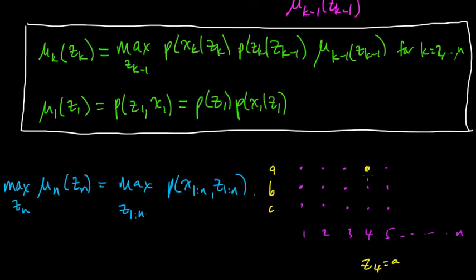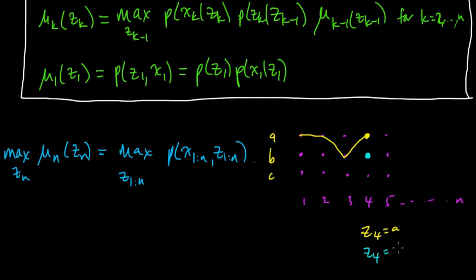Okay, so maybe the maximizing path that ends at z4 equals A is, I don't know, maybe it's something like this. And then we're going to assume that we also have the maximizing path for z4 equals B. And maybe that's something like this. And then let's say that we also have the maximizing path for z4 equals C. And this is the maximizer over the joint distribution from 1 to 4 of the z's and the x's.